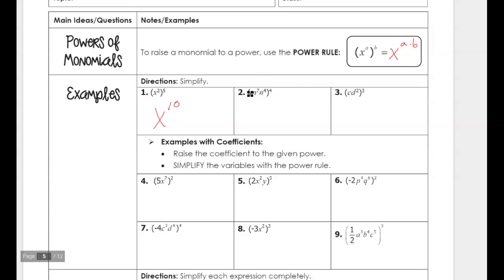And like I said on that last example on our previous page, this 4 actually distributes in. So we become m to the 28th and n to the 16th. And one more time, this is 3 times 1, because that's c to the 1st power. So it's c cubed. 2 times 3 is d to the 6th.